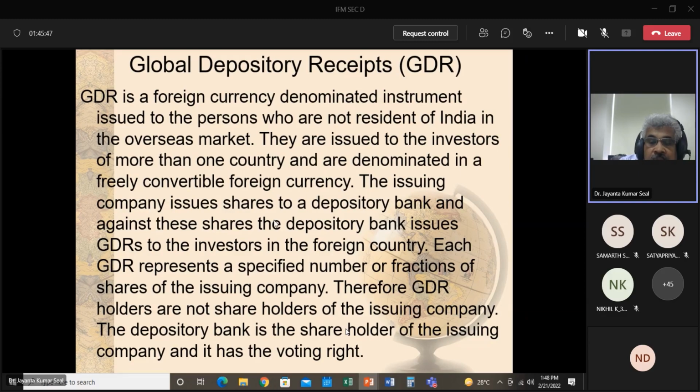The issuing company issues shares to a depository bank, and against these shares, the depository bank issues GDRs to investors in the foreign country. Each GDR represents a specified number of fractions of shares of the issuing company. Therefore, GDR holders are not shareholders of the issuing company, like ADR holders are also not shareholders. The depository bank is the shareholder of the issuing company, and it has the voting right.